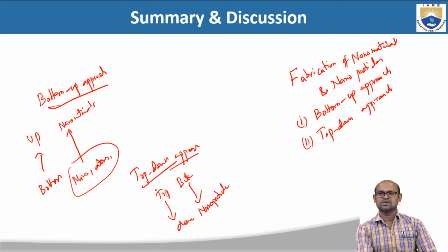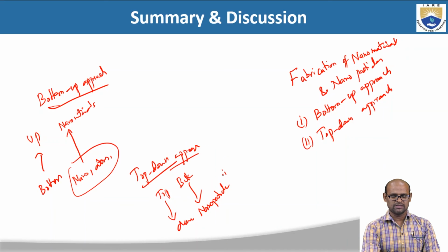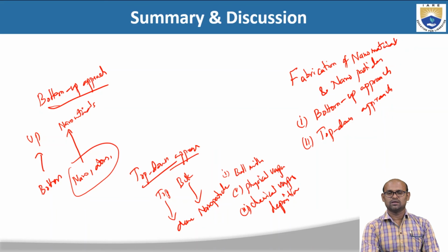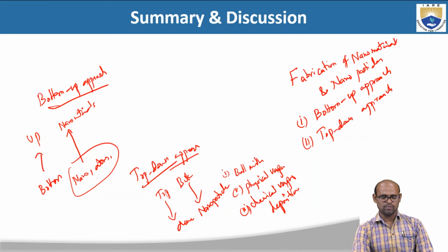And then we also discussed the different methods. What are the different available approaches in the top down method? We discussed that there are three: ball milling, physical vapor deposition, and chemical vapor deposition.